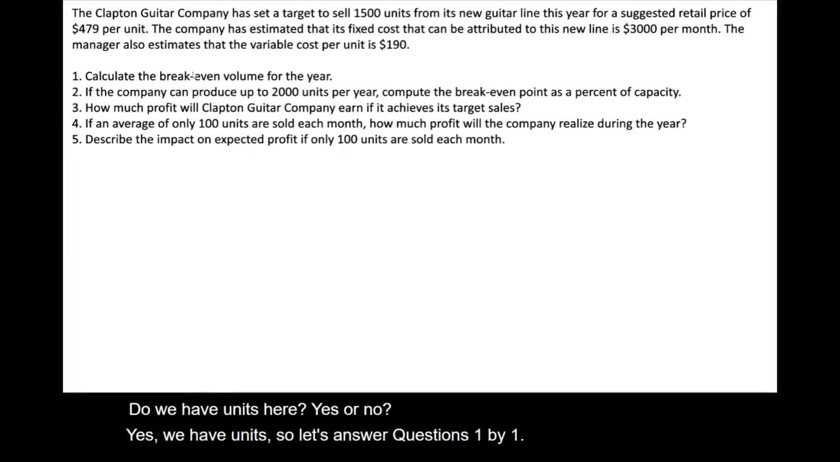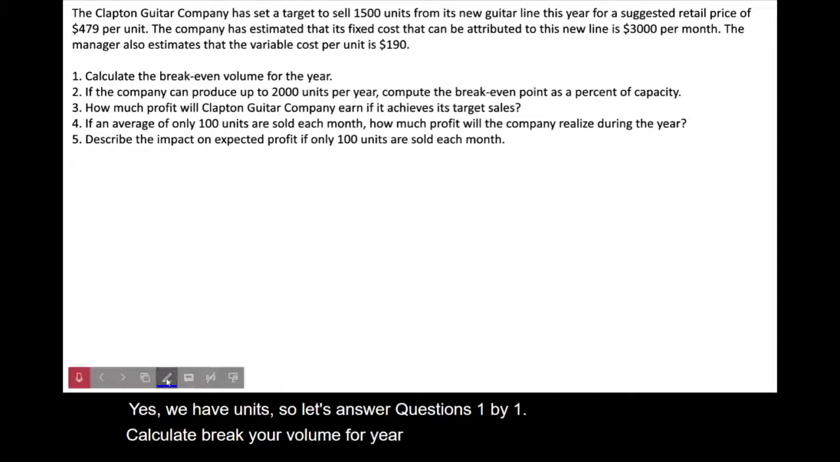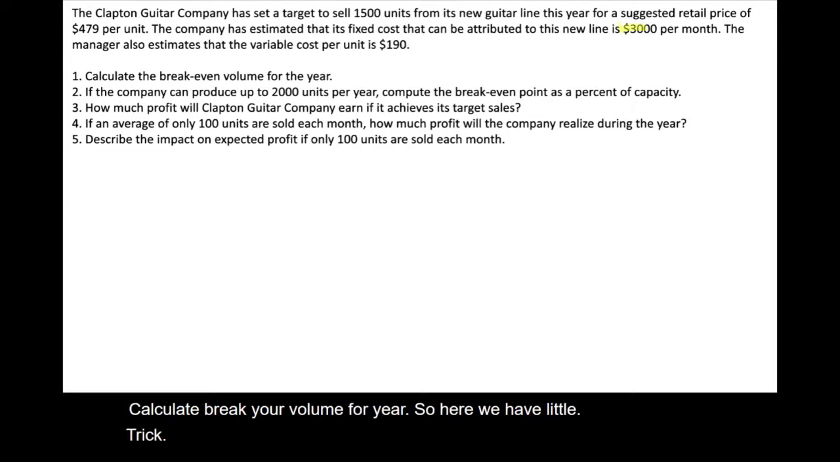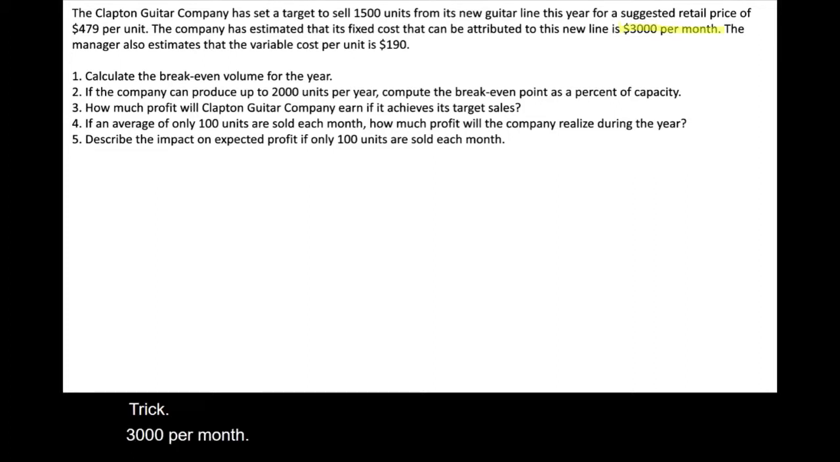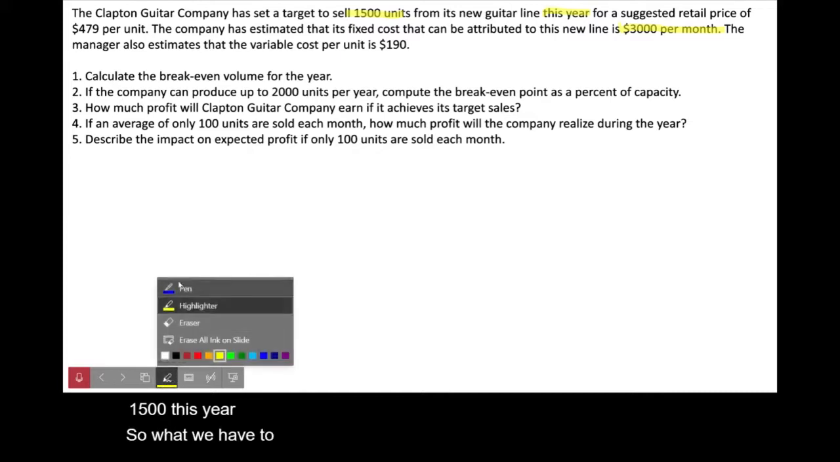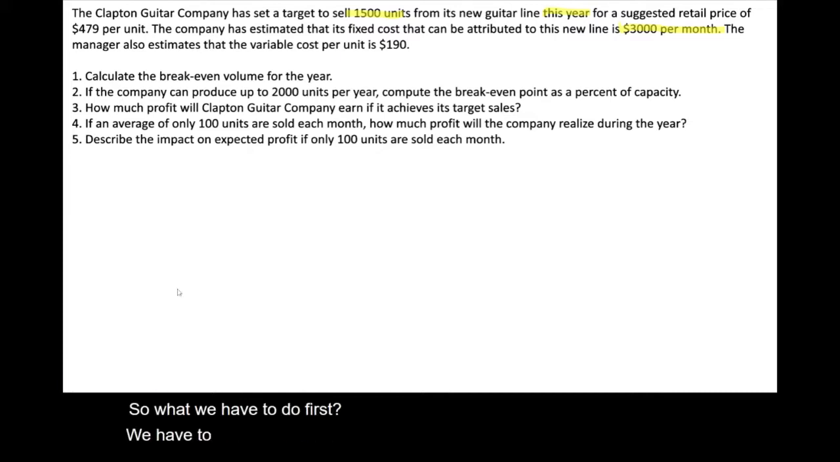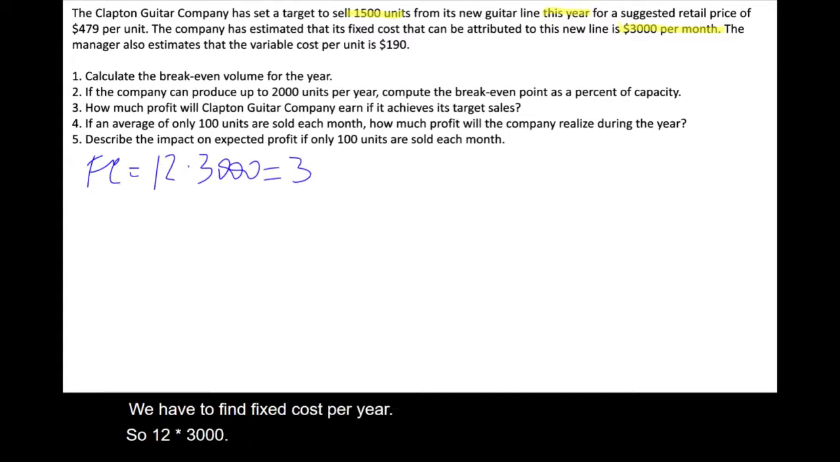Calculate break-even volume for the year. So here we have a little trick. 3,000 per month, right? And 1,500 this year. So what we have to do first is find the fixed cost per year. So 12 times 3,000 is what, 36,000, right? That's what has to be done.